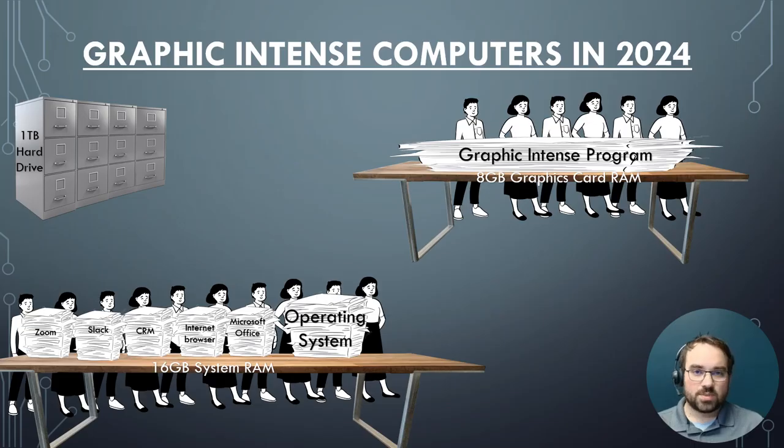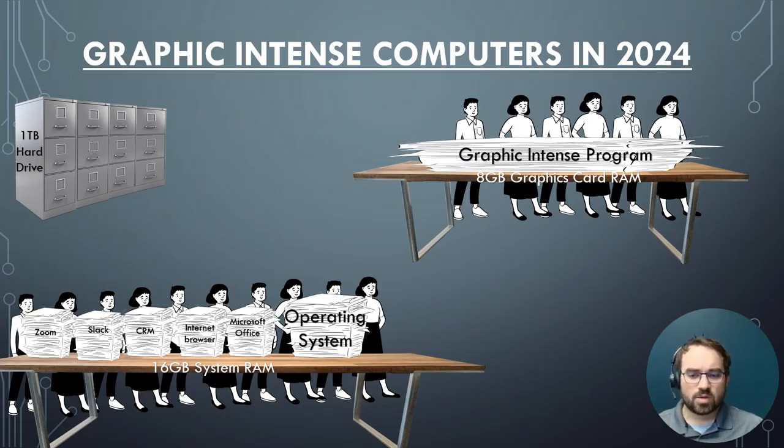So here's an example of what a graphics intense computer in 2024 looks like. You'll notice on the bottom left here, we have 16 gigabytes of RAM. We have all of our normal stuff open. So we have our operating system, Microsoft Office, Internet Browser, CRM, so on and so forth, right?